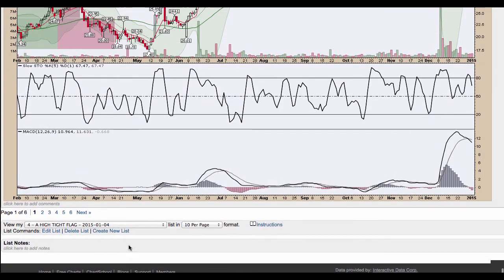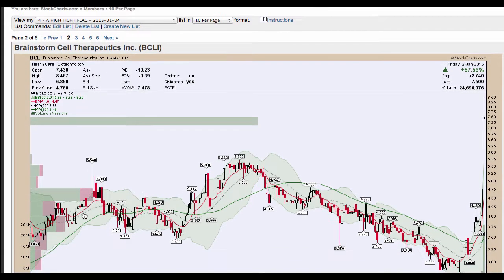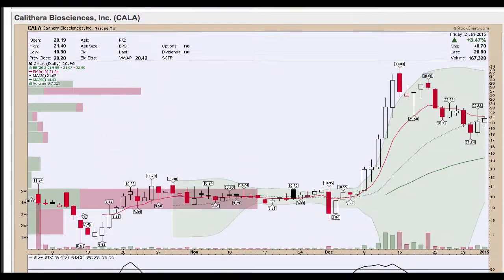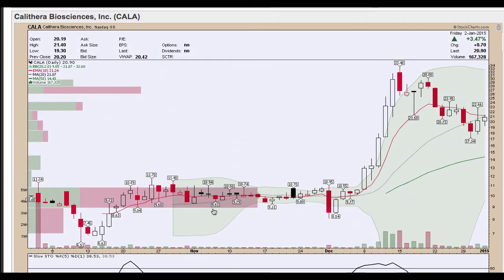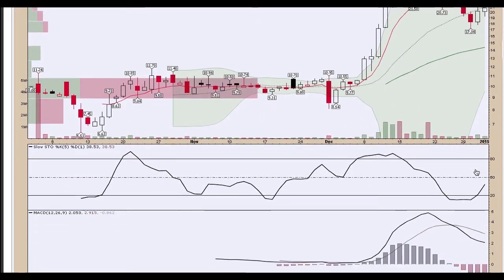Bluebird. Cala. Note the pullback to the 20 period. If this pushes back above the 10 period EMA, this one could continue to move higher. Note slow stochastic, MACD's turning as well.